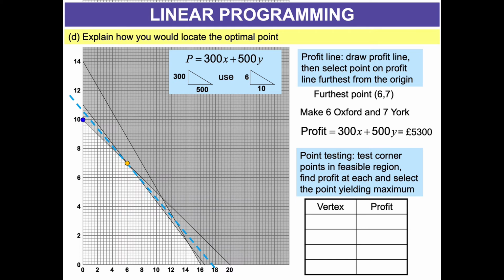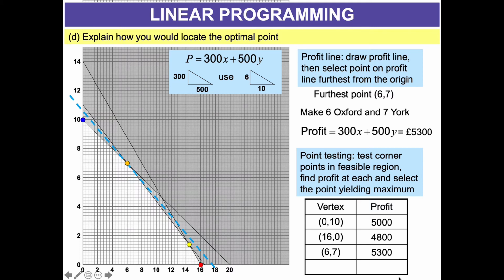If you are using the vertex testing method, you need to find out every single vertex, that means coordinates of every single vertex. In this case, it would be 0, 10, then that would yield the profit 5,000. Next one would be 16, 0, that's the red one, that would yield the profit 4,800. Next one is the yellow one, what we had before, 6 and 7, what is 5,300. And then I have the last point, the light yellow.